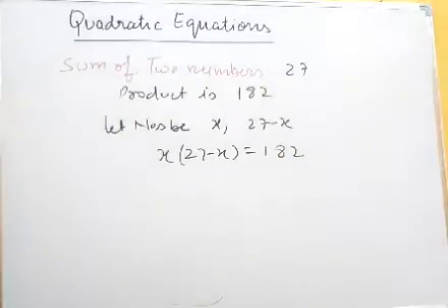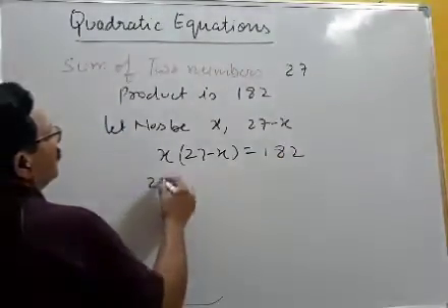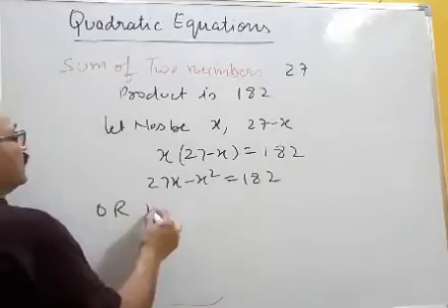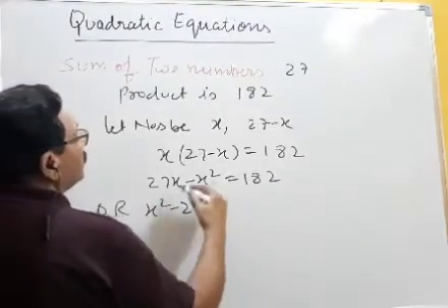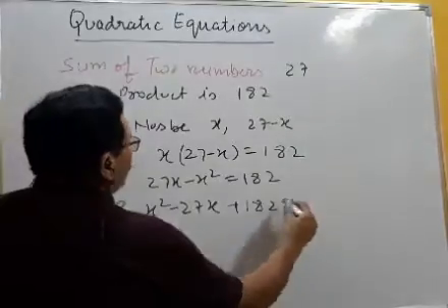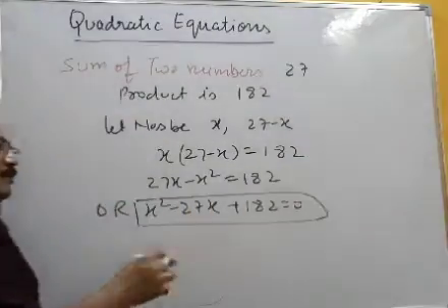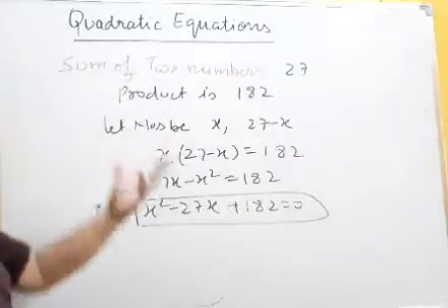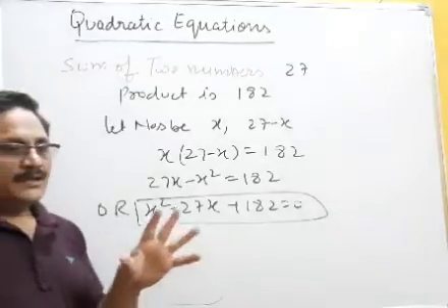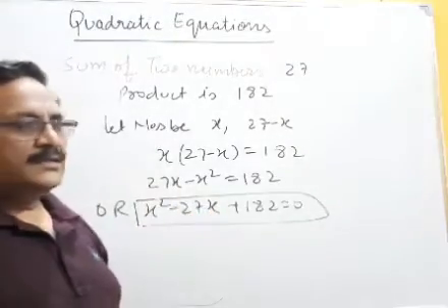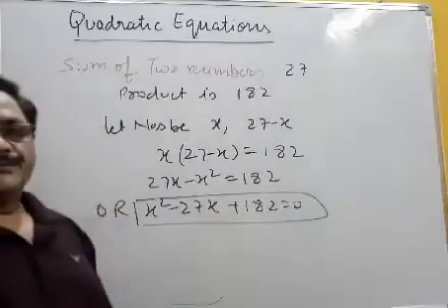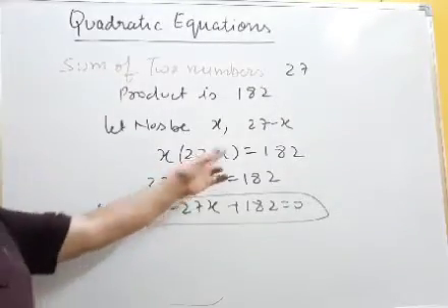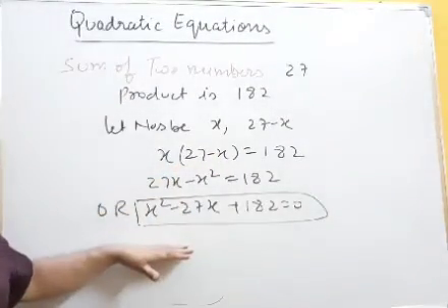If I open this, what will I get? 27x minus x square equals 182, or you can write it as x square minus 27x plus 182 equals 0. How will we solve it? Later we will discuss. The main thing is the problem: there are two numbers whose sum is 27 and the product is 182. So first we suppose x and 27 minus x, multiply them, and convert. Now you are getting this quadratic equation.